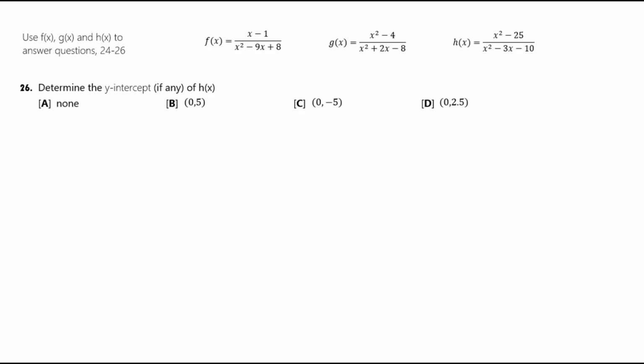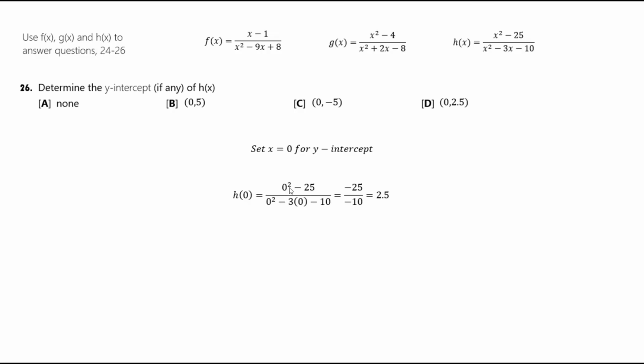For number 26, we need to determine the y-intercept for h of x. So we're looking at the right function, the right side here. We're looking at this one. So we need to set x to 0. To find the y-intercept, we set x to 0. So therefore, we replace x with 0 everywhere you see it in h of x.